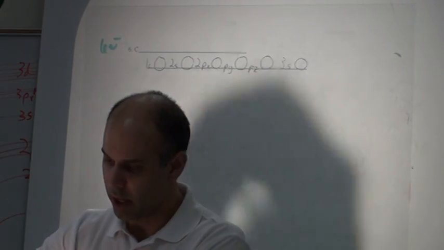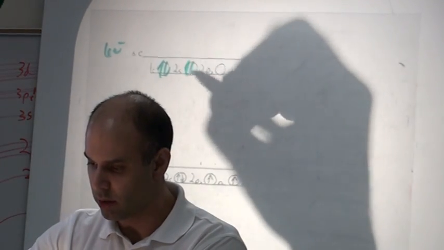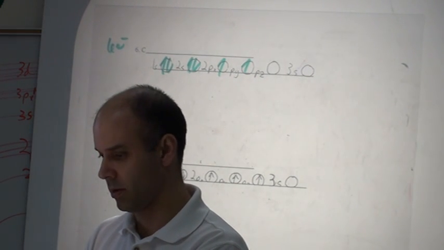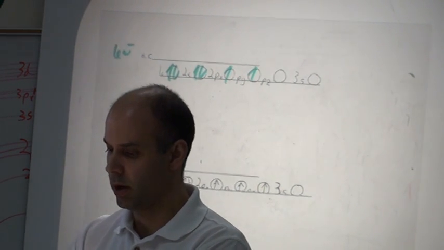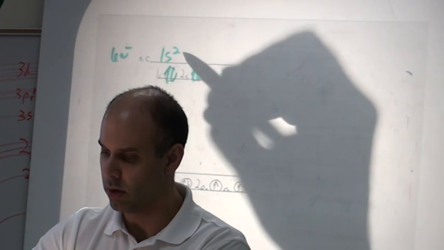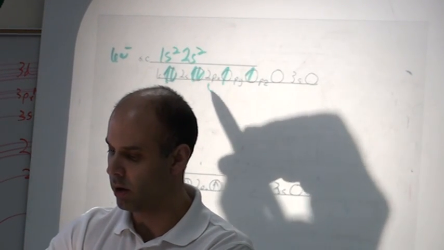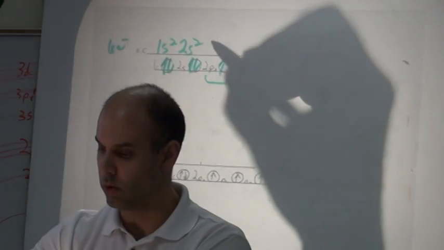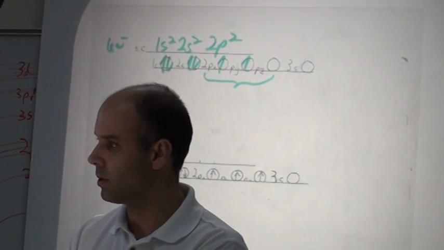So my diagram would be 2 in the 1s, 2 in the 2s, and then 1 and 1. So my electron configuration would be 1s2, 2s2, and how many do I have in the p's? 2. So 2p2.